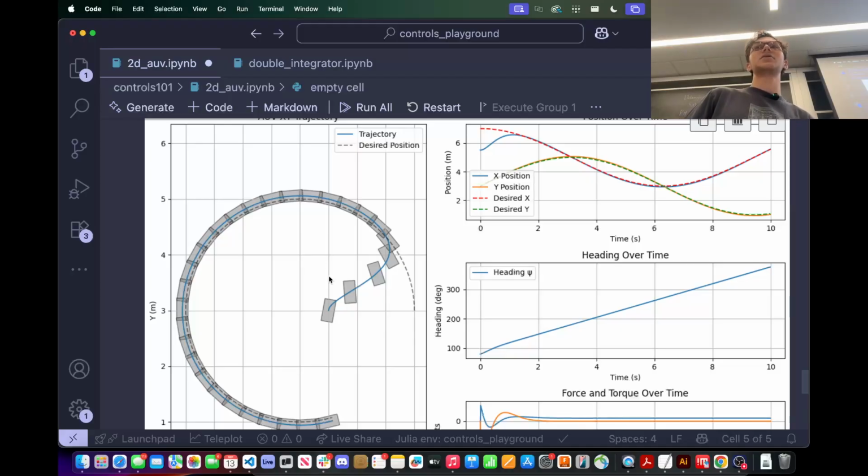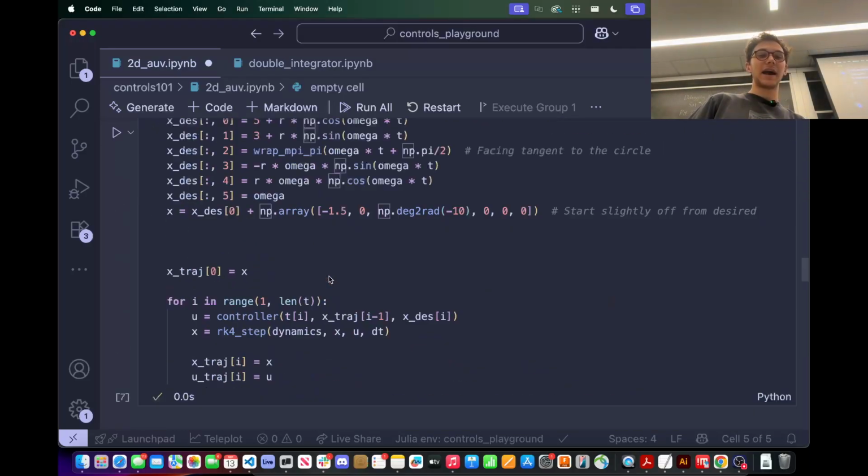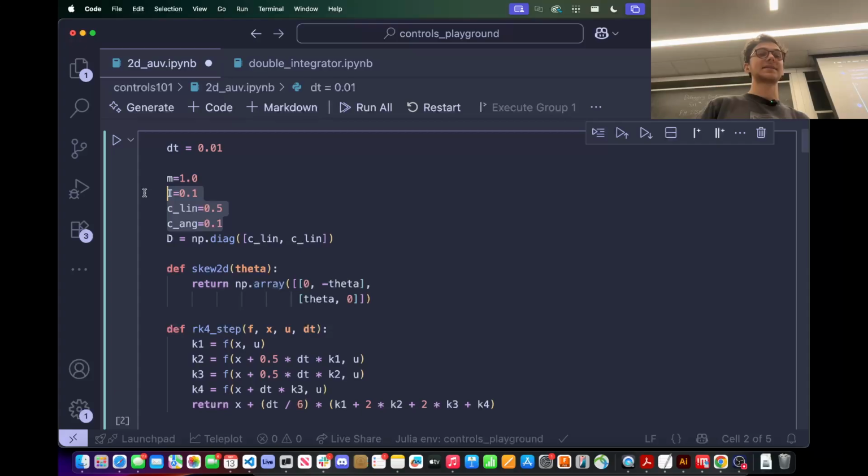The demons that are hiding in the weeds here are: how do I actually determine things like this? How do I know the mass of the vehicle, the inertia of the vehicle? Even more difficult, how do I know these drag damping parameters? I just made these up and threw these in the simulator and I knew them exactly. But if you don't know them exactly, then your life gets harder and you'll have worse tracking performance. You might have some increased error. So determining these parameters is a problem in and of itself.